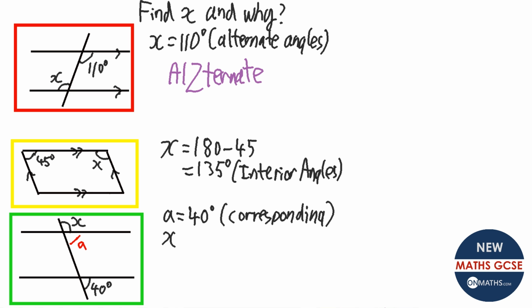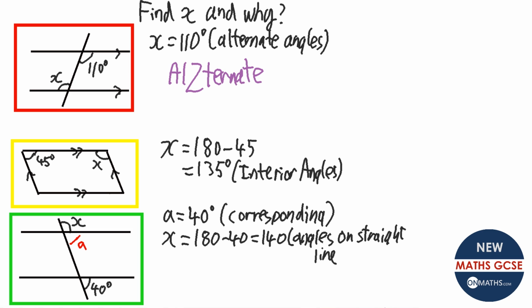And so therefore x equals 180 take away 40, which is 140, and that's because it's angles on a straight line. Now there are other ways of doing that question. You could do it loads and loads of different ways and you'll always get the mark as long as you've stated every single step and the reason, and obviously you got the right answer.